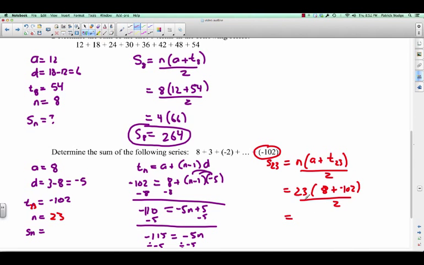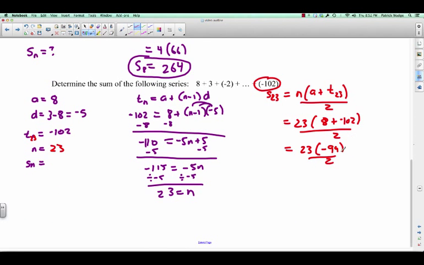I don't want to divide that because it gives me a decimal, so I'll just keep that. 23, 8 plus negative 102 is negative 94 over 2. You could divide the negative 94 by 2 now, so you'd get 23 times negative 47. You can do this any way you want. Use a calculator or whatever. And then once you multiply 23 times negative 47, you'll get the answer, which is negative 1081.